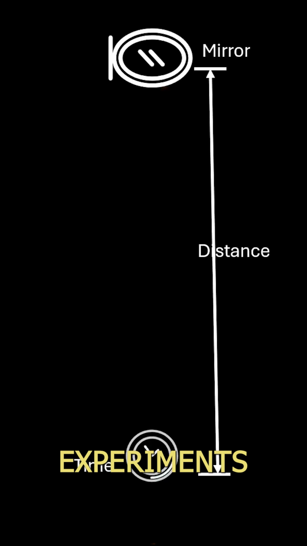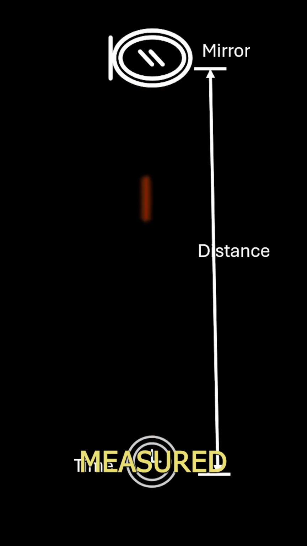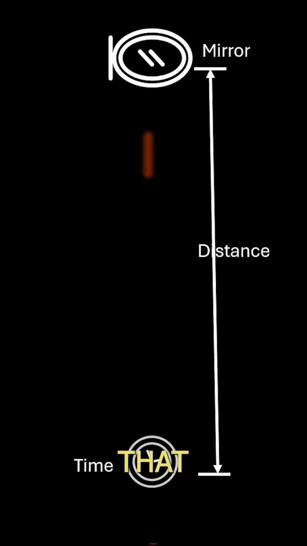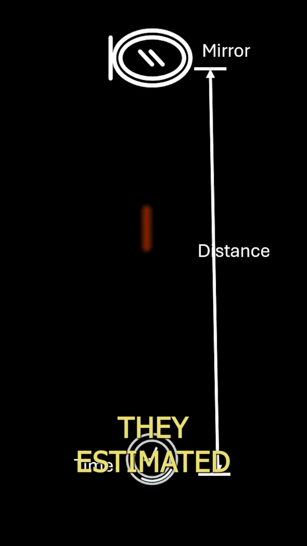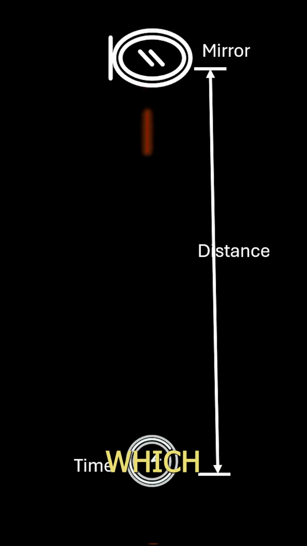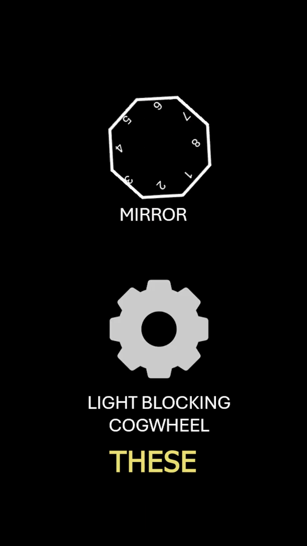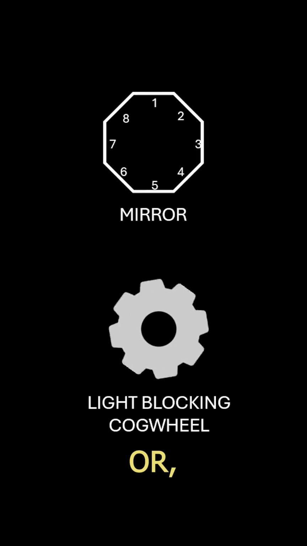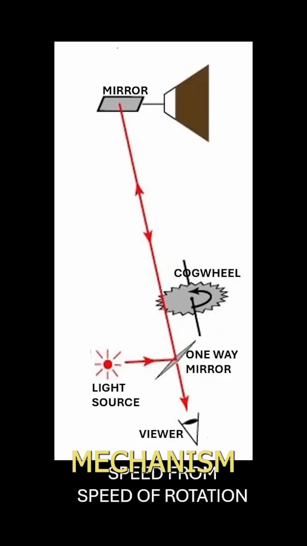The prior experiments utilized a mirror kept at a distance and they measured the time taken by a light beam to reach that particular mirror and return back. They estimated the speed of light by dividing the distance, which was already known, by the time they measured. These experiments utilized some kind of rotational mirror or light blocking mechanism to estimate the speed of light. The idea was to ascertain the speed of light by using the rotational speed of a mirror or cogwheel. If these were not rotating at the correct speed, the light would not be visible to an end observer. In all these cases, the speed of light which was observed or measured was two-way.